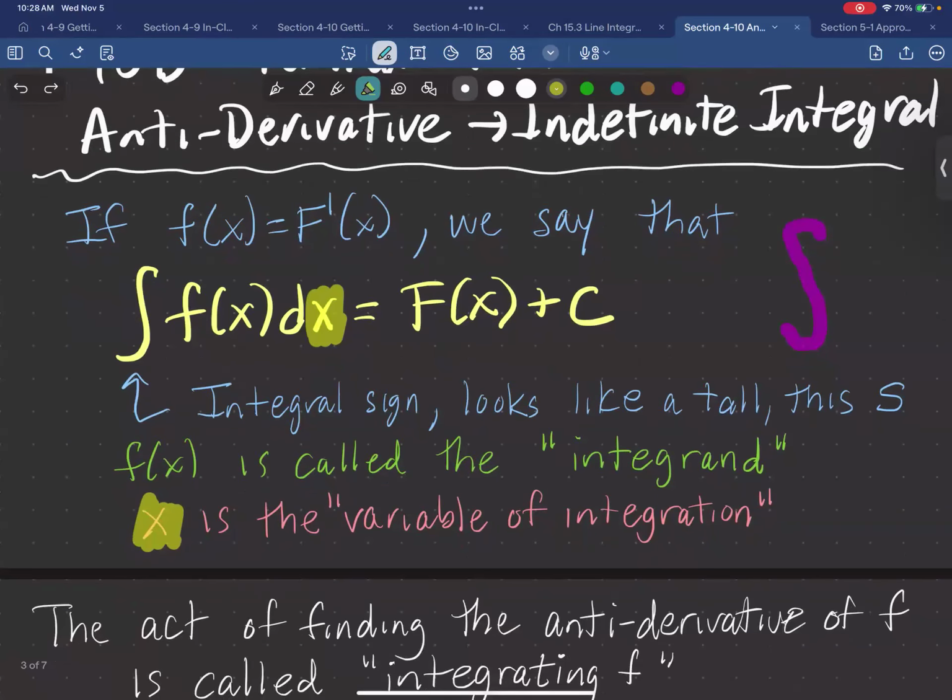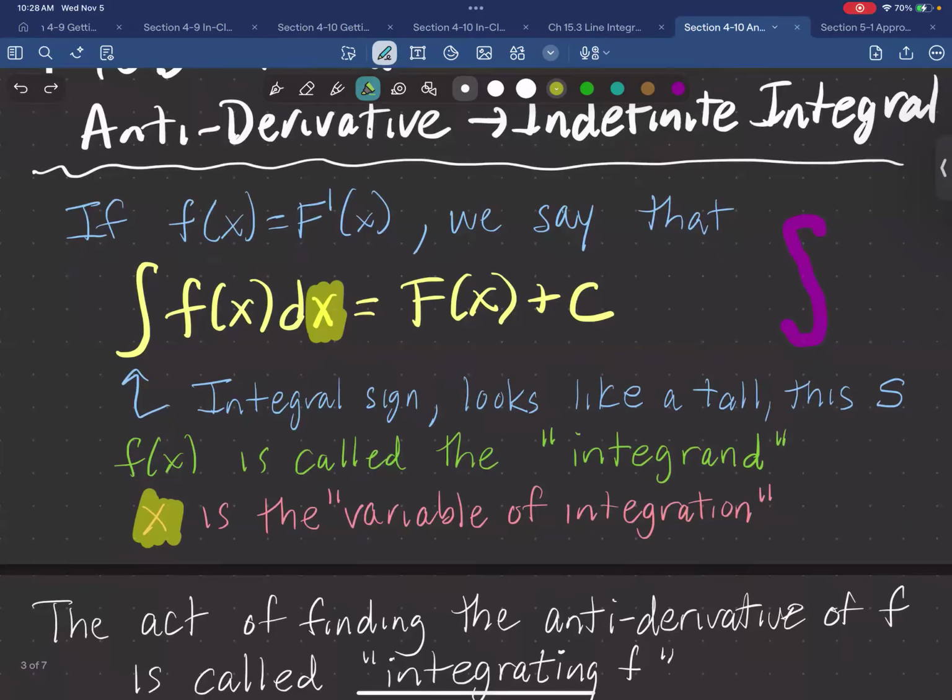And we say the act of finding the antiderivative of f, or doing this integral here, is called integrating. So we call it integrating f.